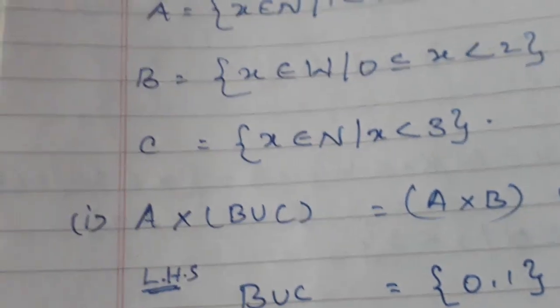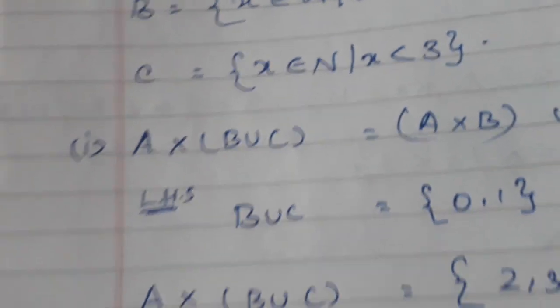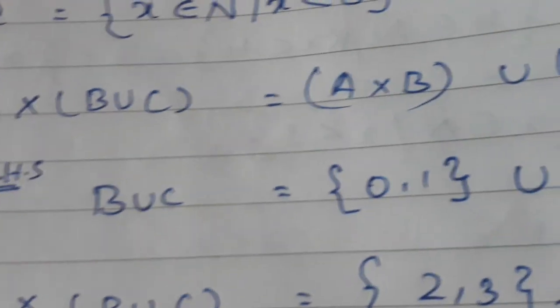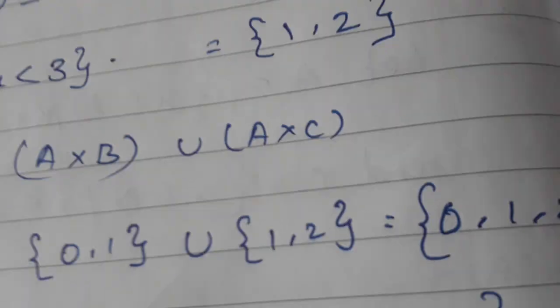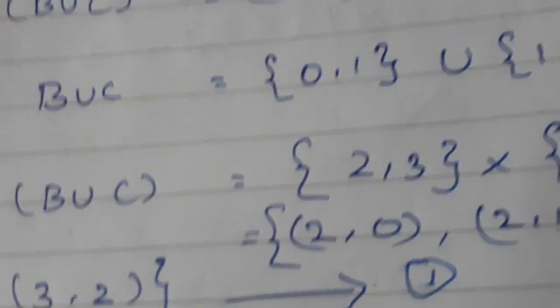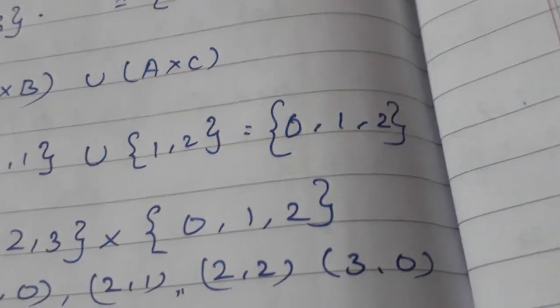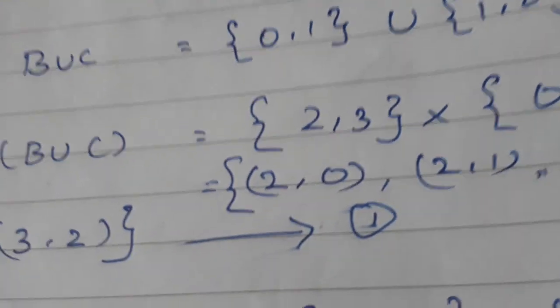So we go to the solution of the first one: A × (B ∪ C) = (A × B) ∪ (A × C). We take the LHS, A × (B ∪ C). First we find B ∪ C and multiply with A. So B ∪ C = {0, 1} ∪ {1, 2}, that is {0, 1, 2}, writing it in ascending order. And we multiply it with A. So we get {2, 3} × {0, 1, 2}: (2,0), (2,1), (2,2), (3,0), (3,1), (3,2). This is our first equation.